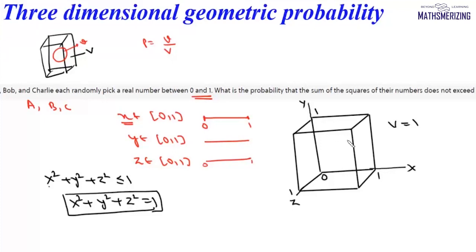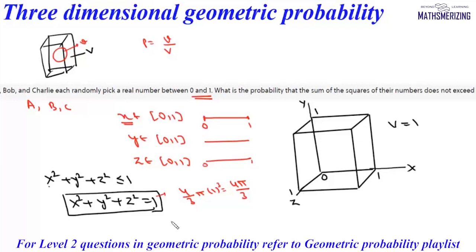We have to calculate our favorable volume. Now first, we'll find the volume of the sphere, and the volume of the sphere is 4 upon 3 pi r cube, and r in this case is 1. So it will be simply 4 pi by 3. Now this sphere is symmetrically distributed across all the 8 octants, and we just need the volume of the sphere in the first octant.